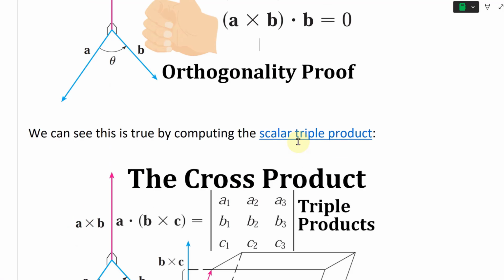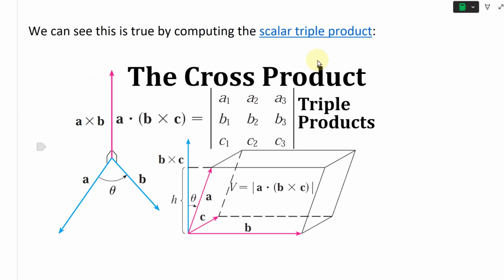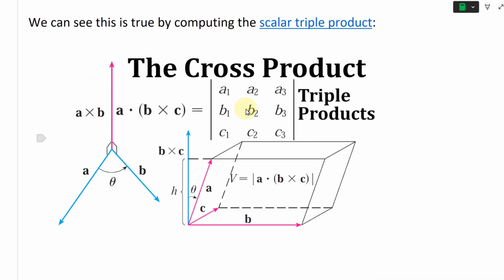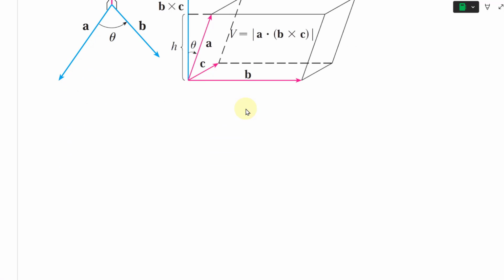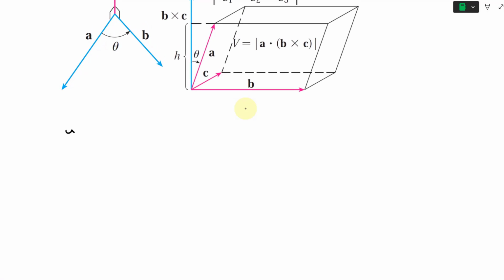And we can see this is true by computing the scalar triple product. So again, link to that. There's the scalar triple product right here, and let's solve this just as an exercise. It's pretty interesting. So let's get some derivations or proofs in this video, as opposed to just reading my earlier video. So let's go.